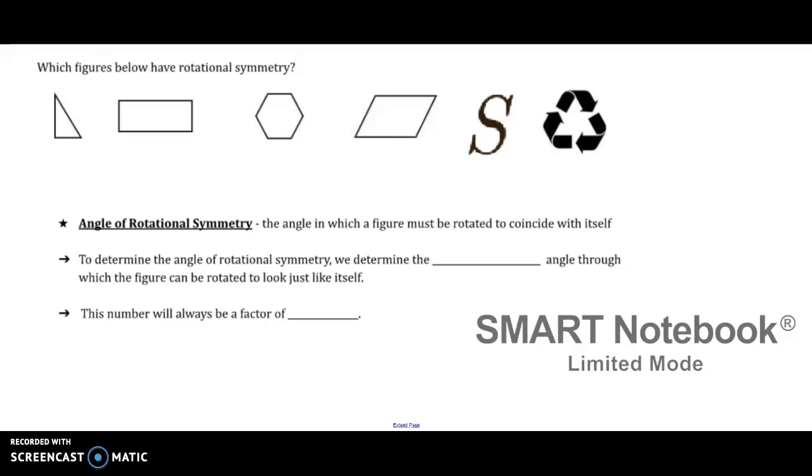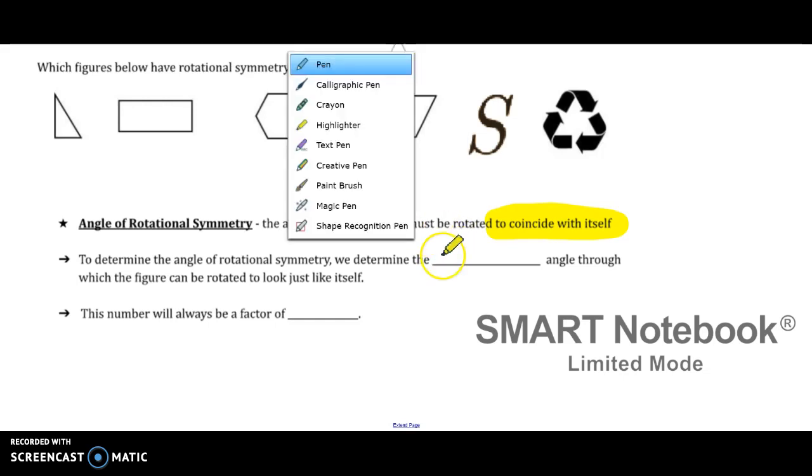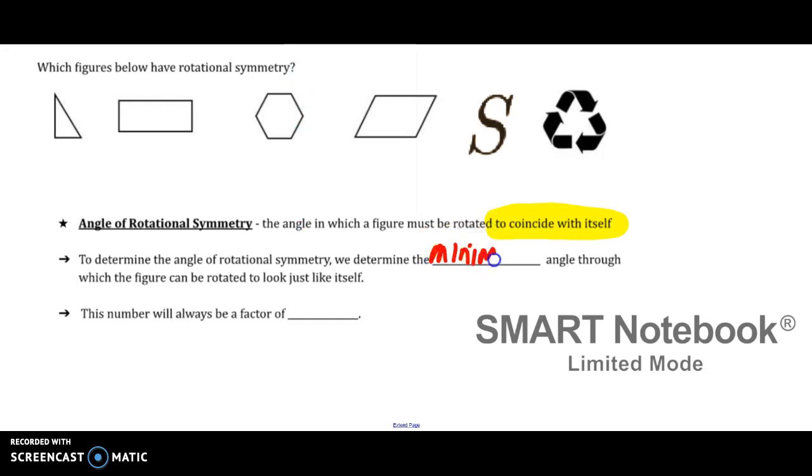Record this. Unit 3, Lesson 10, so we'll talk about finding the angle of rotational symmetry. The angle of rotational symmetry is the angle at which a figure must be rotated to coincide with itself. And again, that just means that it's going to look the same as when it started. So to determine the angle of rotational symmetry, we need to determine the minimum angle through which the figure can be rotated, again, to look just like itself as it did when in position 0. So this number, this amount that we rotate, will always be a factor of 360 degrees.